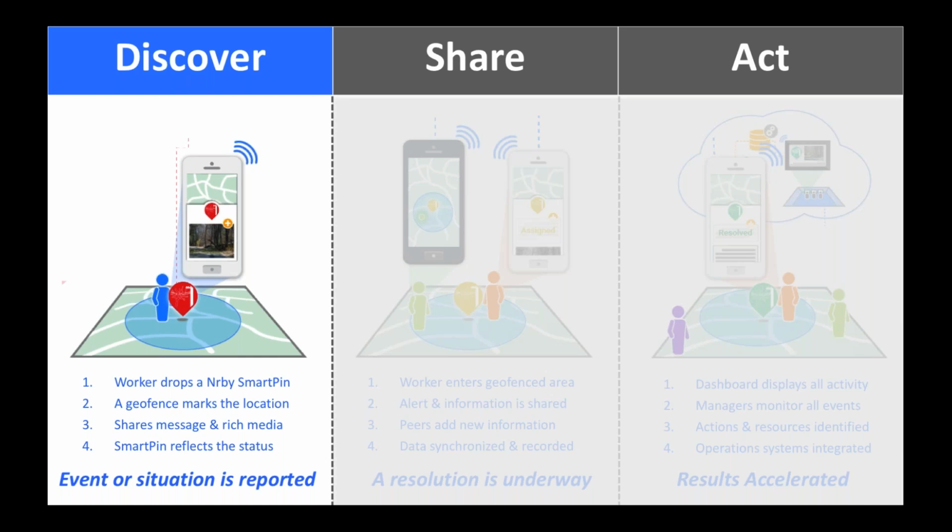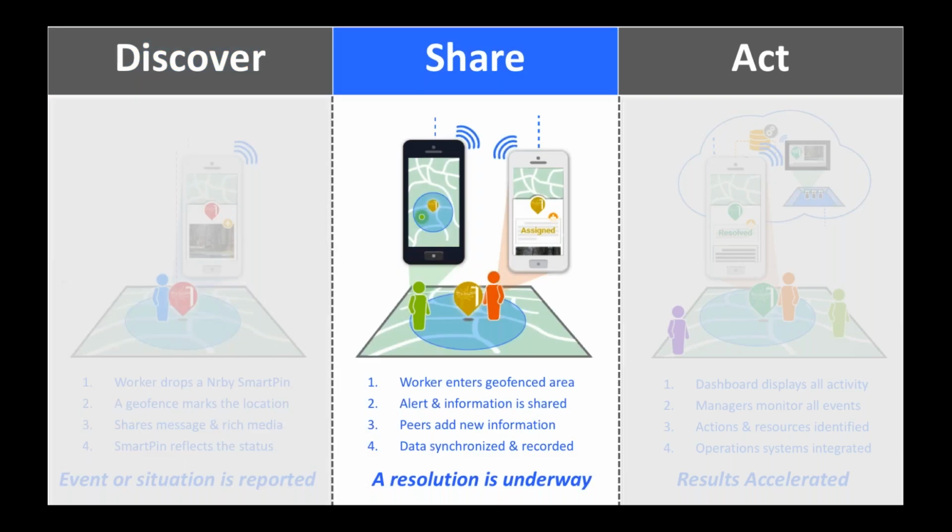So a circular pattern around that smart pin basically marks that as a danger zone, and the smart pin provides information about the nature of that danger within that zone. And then the smart pin can be used to convey information and reflect the status. So what we've done now is we've enabled this user, this mobile worker, this employee, to rapidly report an event or a situation.